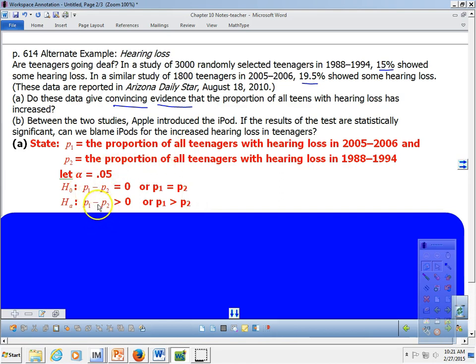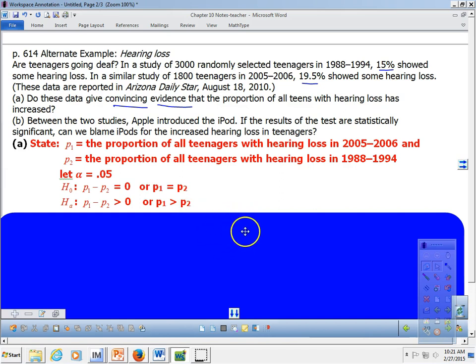What we're looking for is a difference that's not 0, and since we've defined P1 as 2005-2006 compared to 88 to 94, then P1 minus P2 would be positive. That's what we're looking for evidence of. Has the proportion of teenagers with hearing loss increased? And that increase would show up as a positive value when I subtract. Now, of course, you could always write it as, is P1 bigger than P2? That might make enough sense for some of you to do that as well.